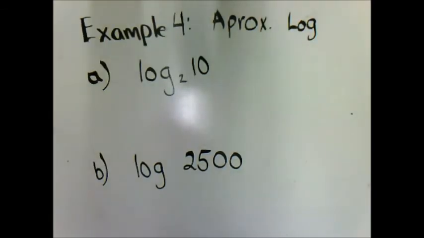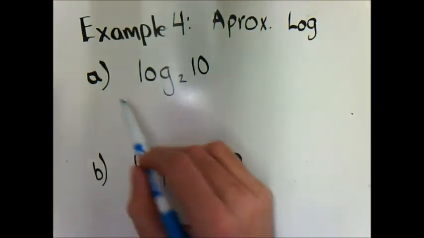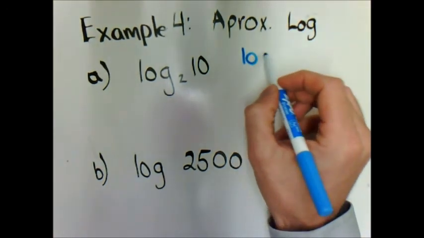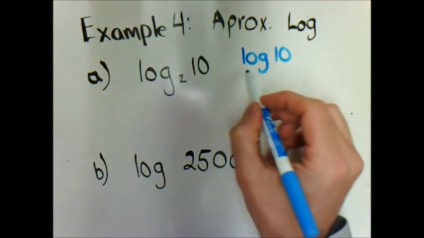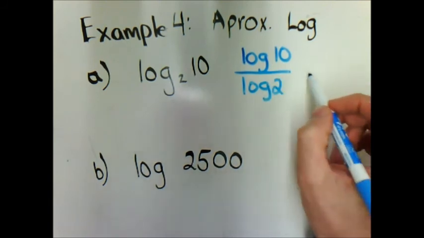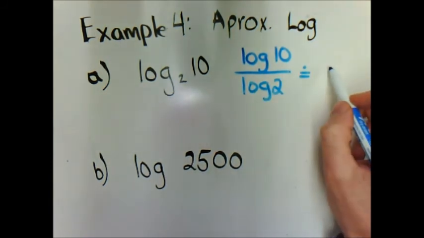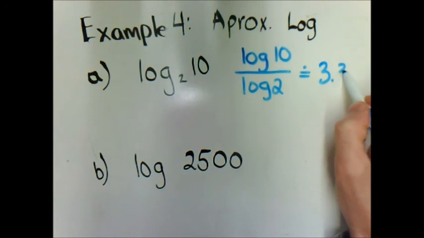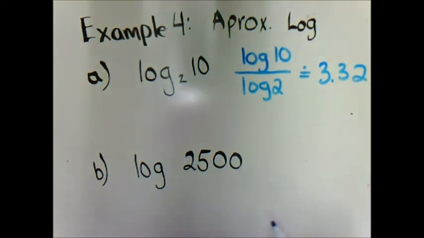One quick and painless way to calculate the logarithm of something like we have here is to simply take the log of x, which is 10, divide it by the log of your base. You can put that in your calculator, and you will right away come out with 3.32.